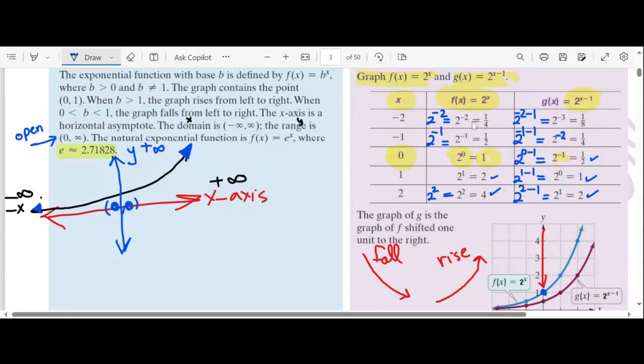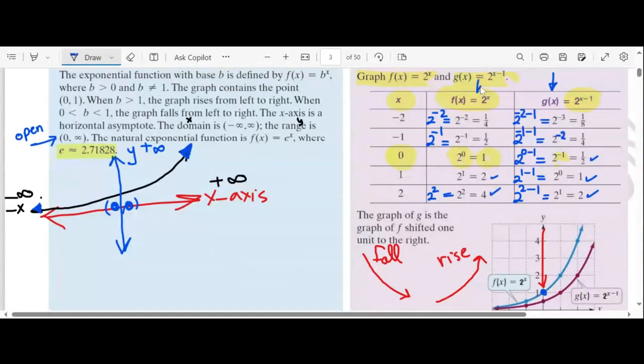How much is the point for this one going to be? Negative 2 and 1 over 4. Negative 1 and half. 0, 1. 1 and 2. 2 and 4. What about this one? It's going to be negative 2 and 1 over 4. Negative 1, 1 over 4. 0, half. 1, 1. 2, 2. You like that?